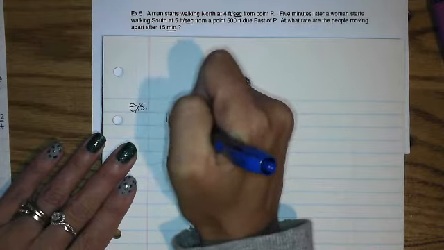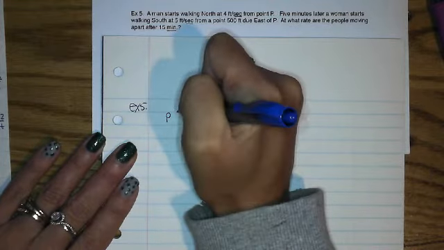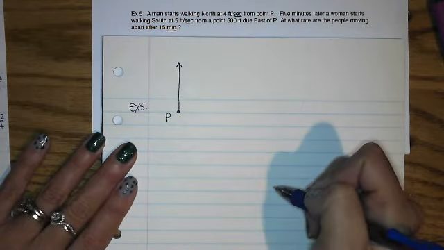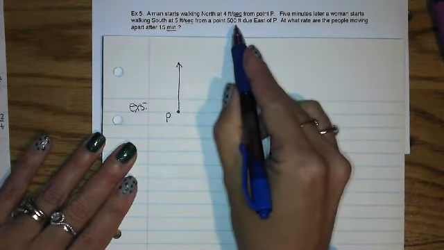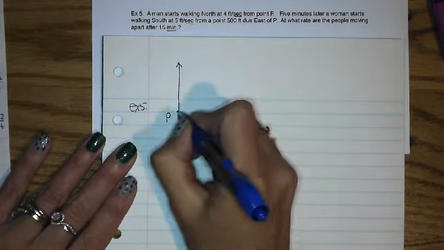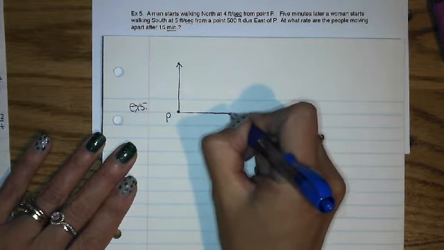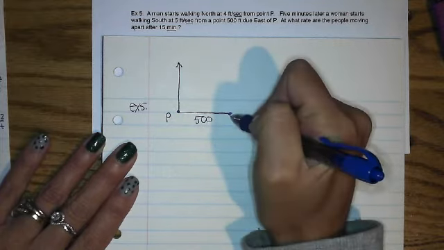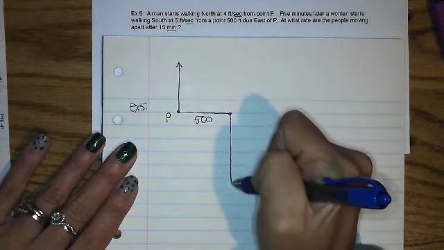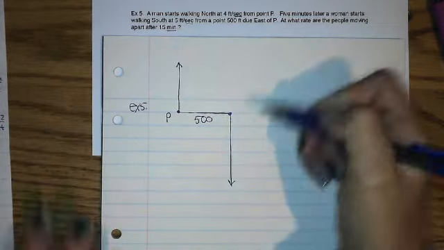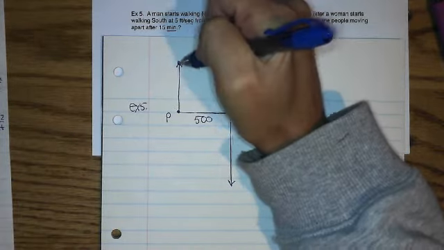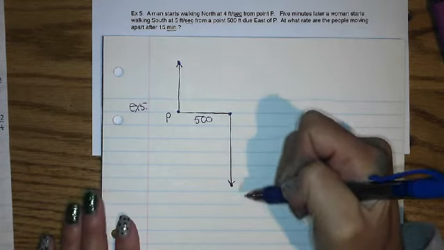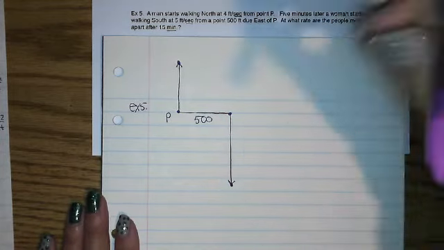I've got a time given in minutes, but both of my rates are in seconds, so we'll take care of that at the end. All right, so here's my point P. And the man is walking north at 4 feet per second. The woman, who's 500 feet due east, that's 500 feet, she is going to walk south after a 5-minute delay.